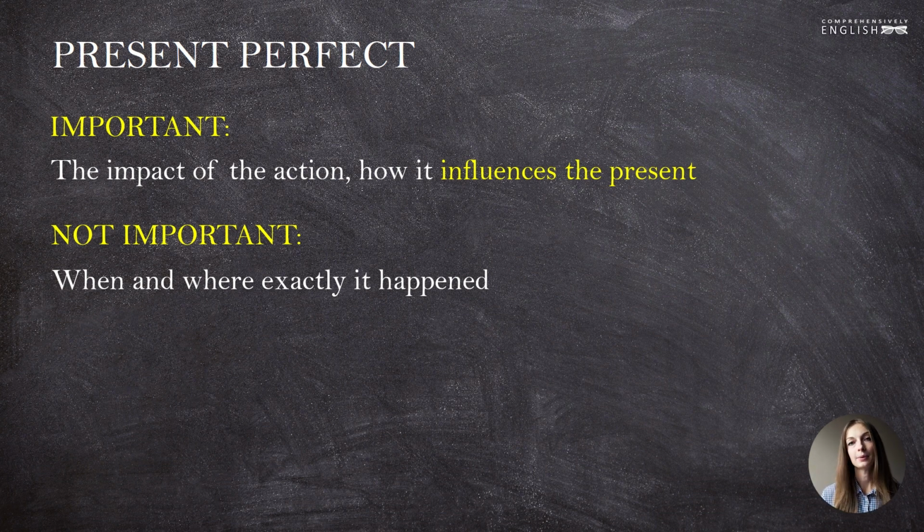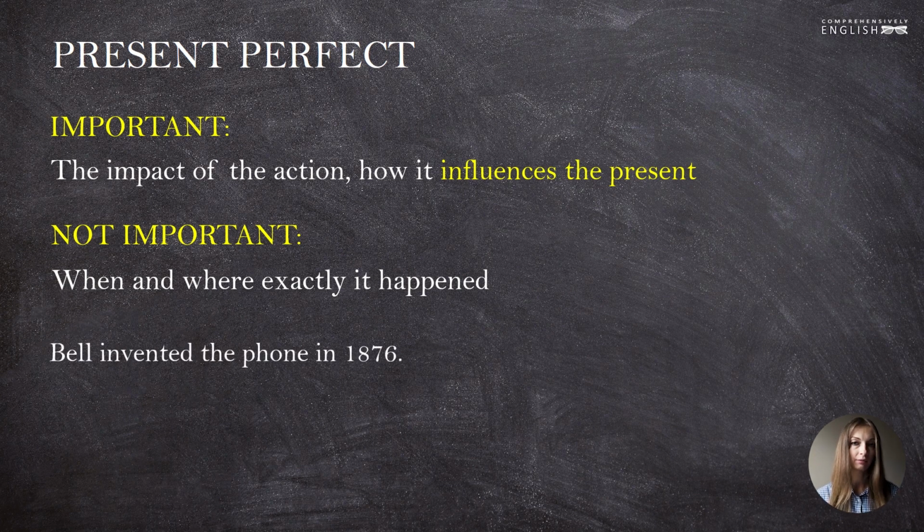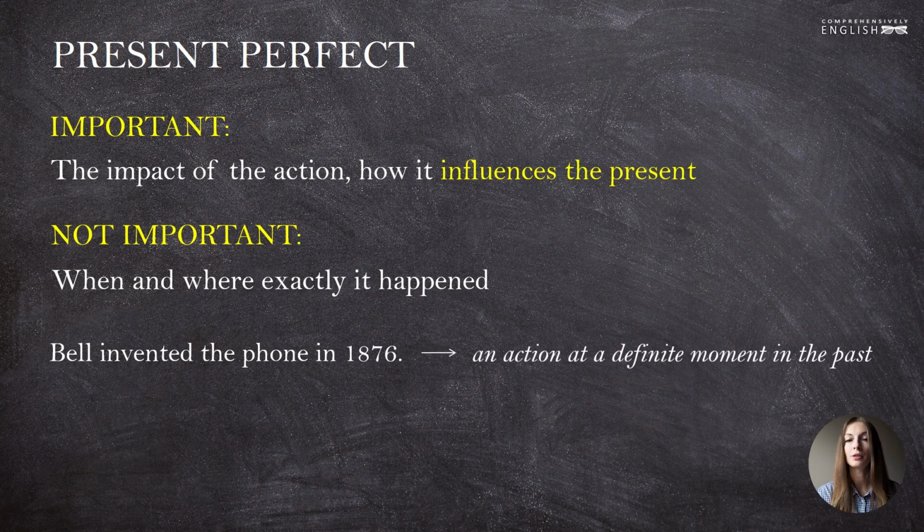When we study the topic of the present perfect tense, when we compare the present perfect tense to the past simple tense, my students sometimes ask me, okay, why do we say "Bell invented the phone in 1876" if the result of his invention is still important for us today? We still use this invention, we still use phones, so how is it possible that it is not connected to the present? In the sentence "Bell invented the phone in 1876," we speak about a particular year, a particular moment of time. The time of the invention.